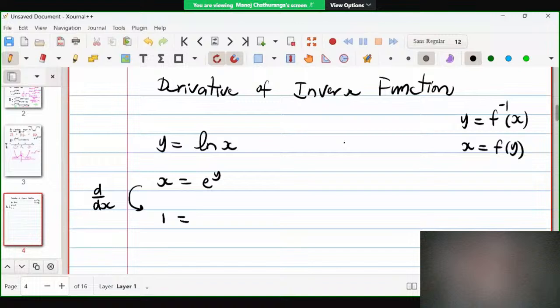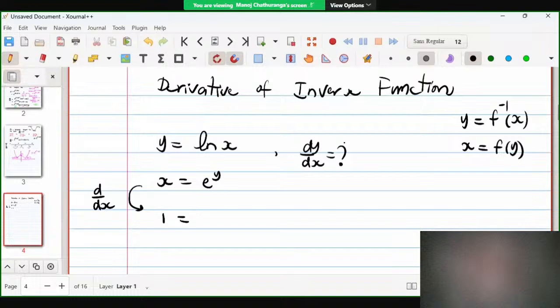Y itself is a function of x. Y is natural log of x. So y is a function of x, and therefore this is a composition of two functions. Outer function is e, inner function is y. Our goal is to differentiate the first function, y equals natural log of x. So our goal is to find dy over dx.